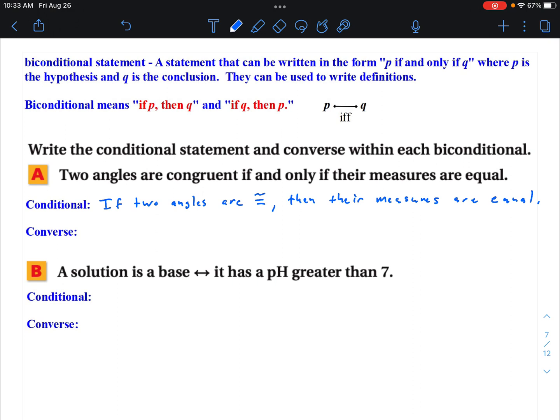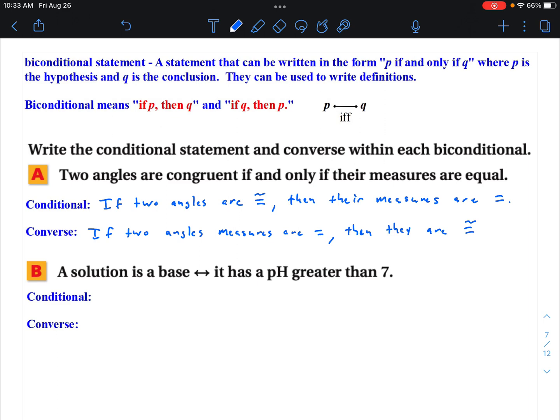And it's combined with the converse, which would be the reverse of that. If two angles' measures are equal, then they are congruent. And I'm shortening this up a little bit. Instead of using equal, I'm going to use an equal sign. So that's what you've got. You got a conditional, you got a converse. They combine to make a biconditional because it's going to go both directions.